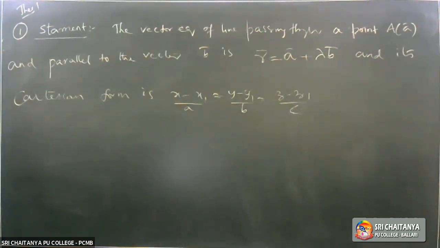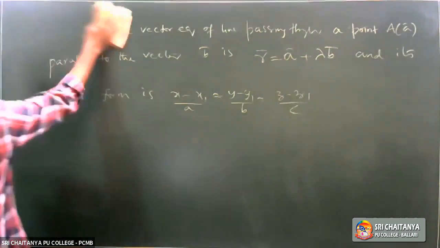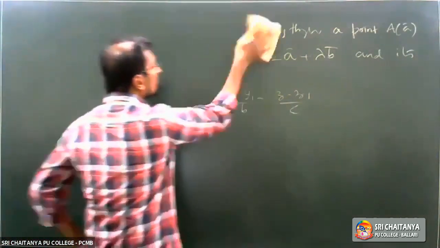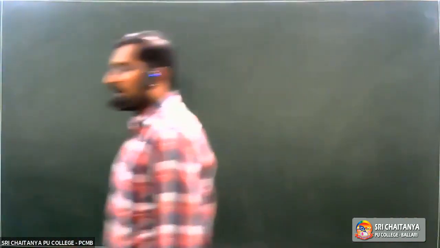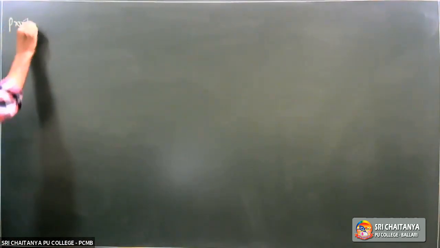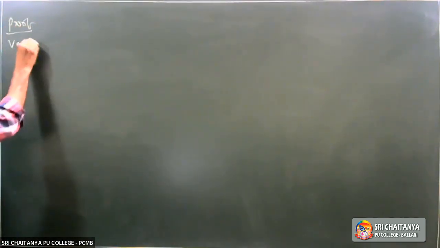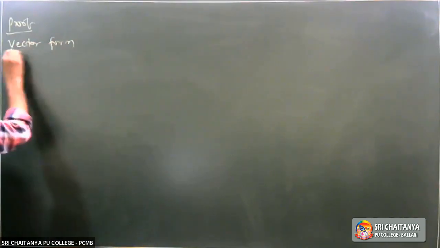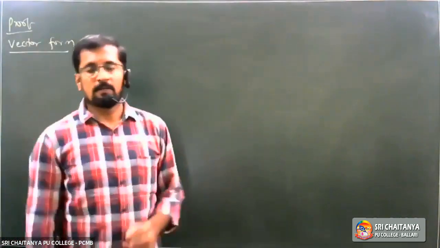Take down the proof. You should write both vector and Cartesian form, even though he has not asked you specifically. You should prove both. Okay. I will teach this one. I will prove this one very slowly. Right? You try to understand now the proof of vector form. Now observe this one.